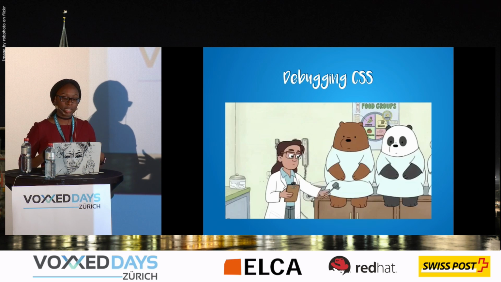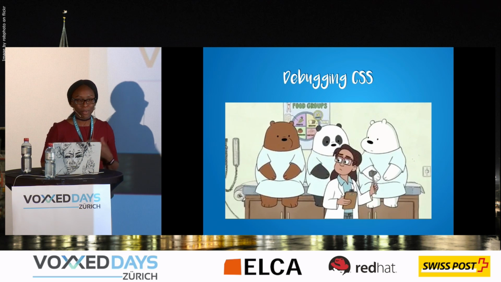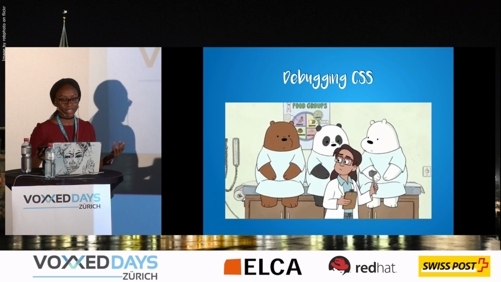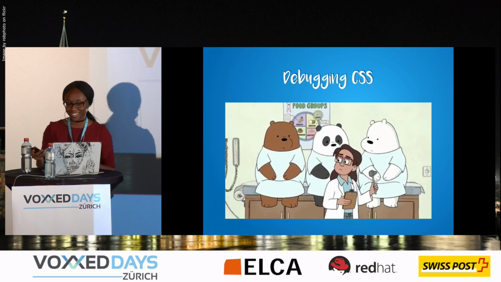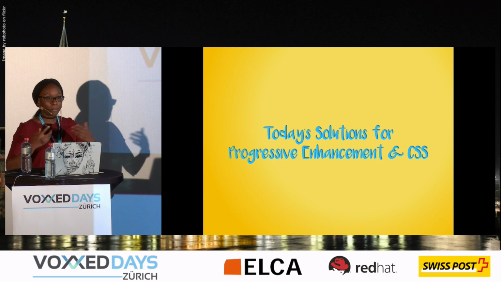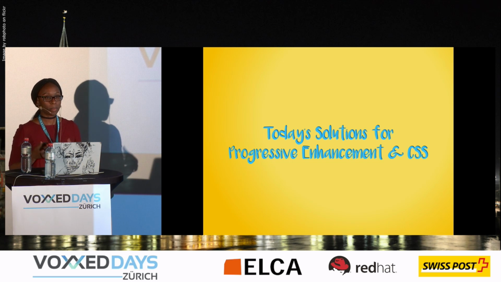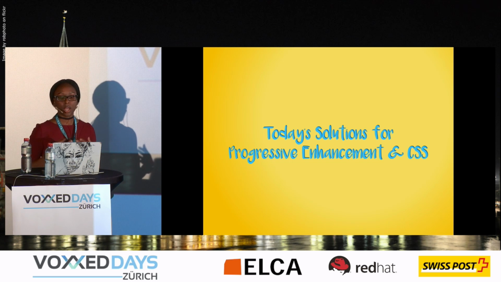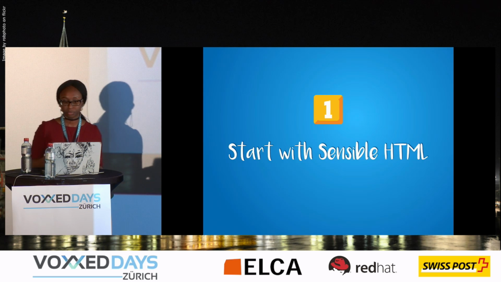That leaves us in a situation where we don't really understand what might be breaking, and when we change things, things just go unexpected, and that's why people tend to think debugging CSS is such a pain. But there are things that we can do to help the situation. First, I'm going to go over some of the solutions we can use today and for the past few years for progressive enhancement and CSS.